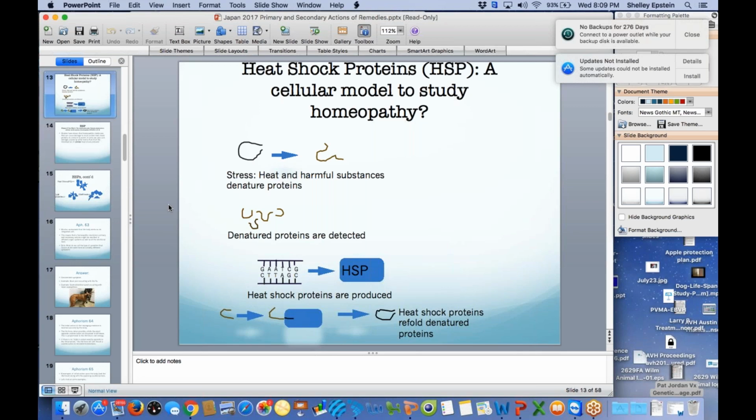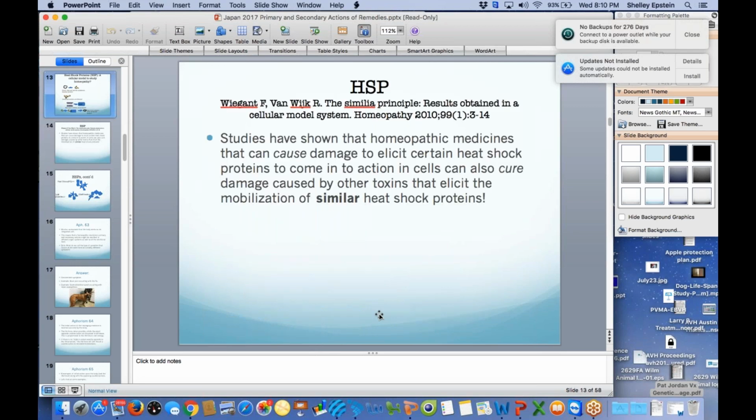And then the denatured proteins are detected by the body, and these heat shock proteins mobilize. They come into action. They're created by the body. And so these heat shock proteins gobble up the denatured protein, and they spit out a nicely refolded protein. So that's the first concept: the heat shock proteins understand that there's a stressor that screwed up the proteins in the cell, and they mobilize, come into action, and make nice, beautiful new proteins.